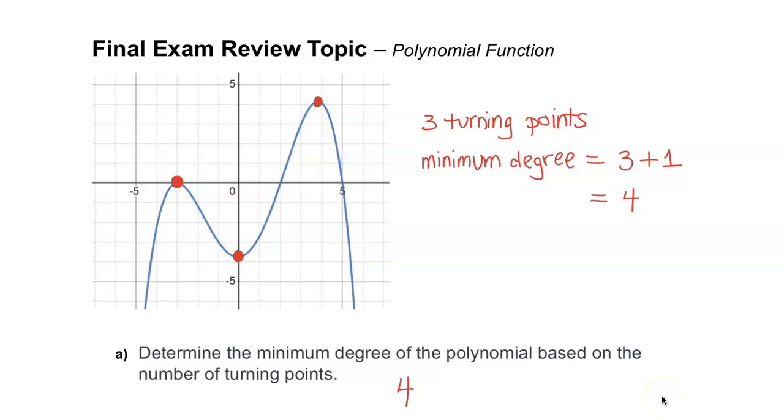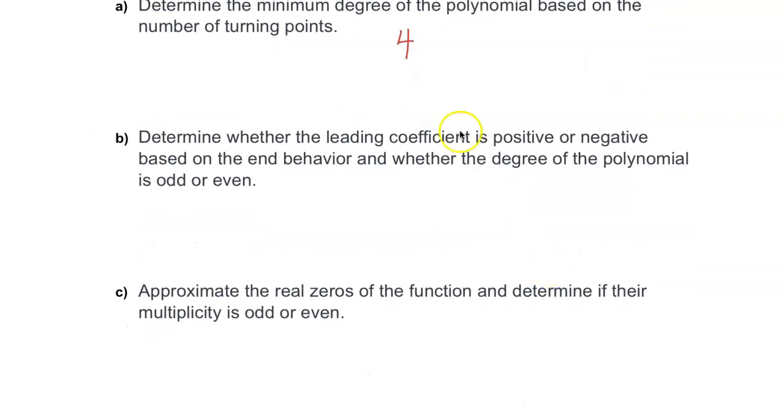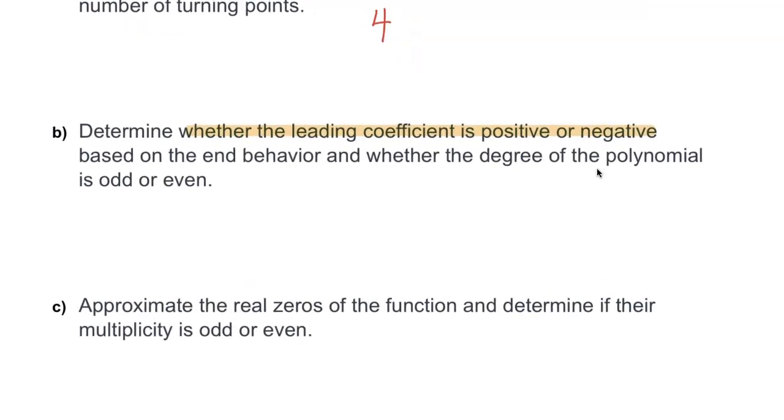Now let's move on to part B. In part B, we need to determine whether the leading coefficient is positive or negative based on the end behavior, and whether the degree of the polynomial is odd or even. So this question is actually 2 parts. Let's answer the first part about whether the leading coefficient is positive or negative. Now, if you want to answer that part, just look and see what this function is doing to the right end. Okay? So look for the right end behavior.